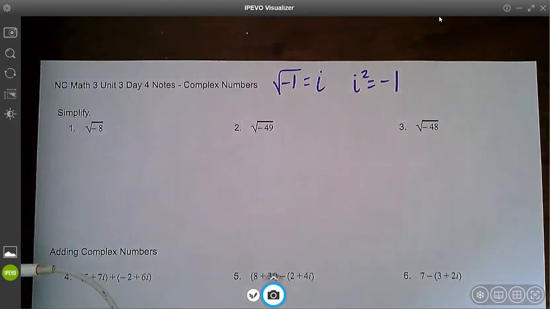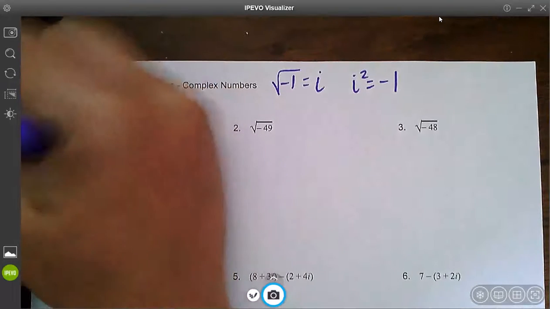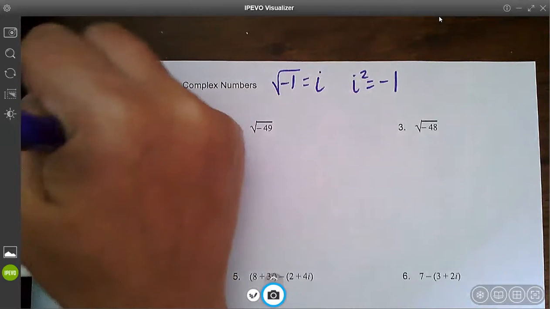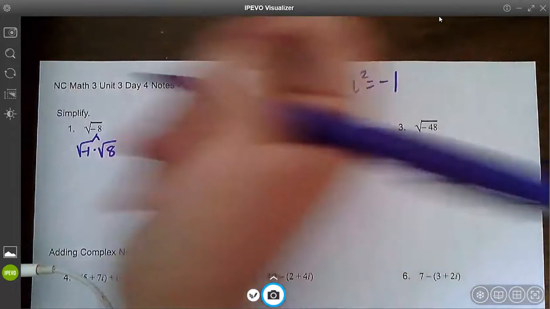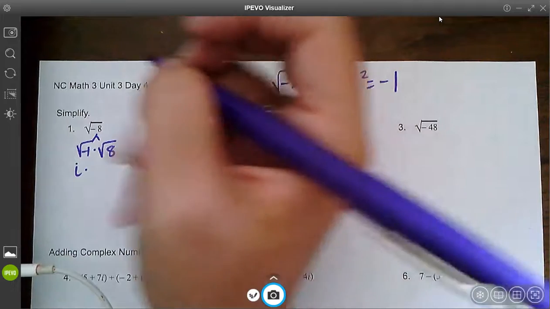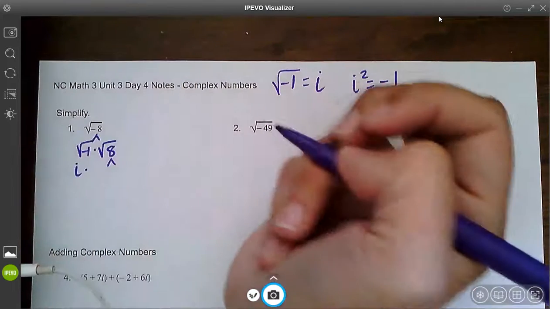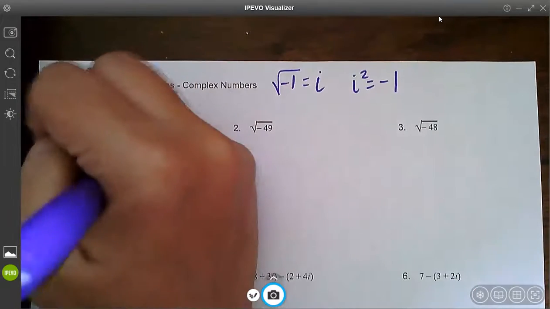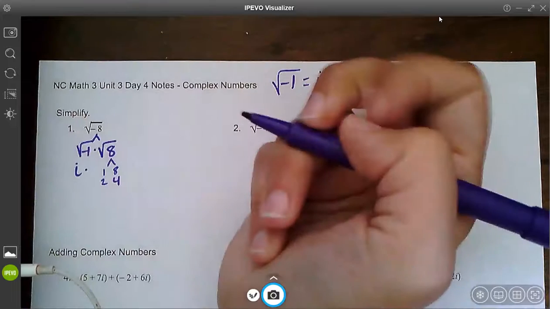When you're simplifying a radical, you're going to simplify the radical the same way you normally would. The only difference is when there's a negative under the square root, you have to pull an i out. So here, this is equivalent to the square root of -1 times the square root of 8. The square root of -1 is i, and then I still need to simplify my square root of 8. So I'm going to do like I would with any other square root. I'm going to list my factors, 1 and 8, 2 and 4.